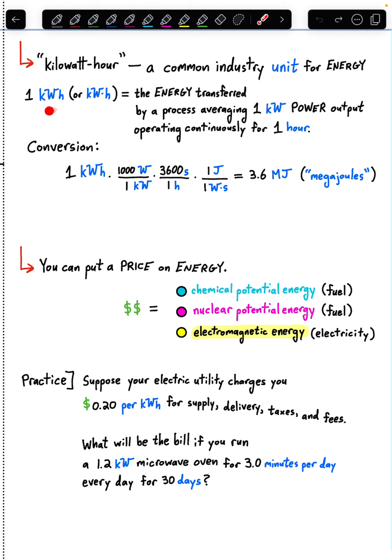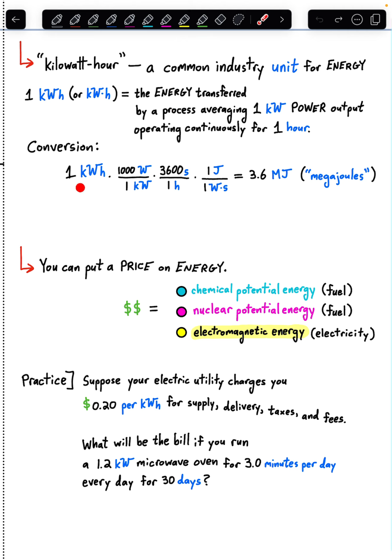A kilowatt hour, 1 kilowatt hour, is the amount of energy that's transferred by a process that averages 1 kilowatt of power output operating continuously for 1 hour. So I suppose if you had a 1 kilowatt microwave oven and you set that microwave to run for 60 minutes, then the amount of energy that that microwave would put out during those 60 minutes in total would be 1 kilowatt hour of energy.